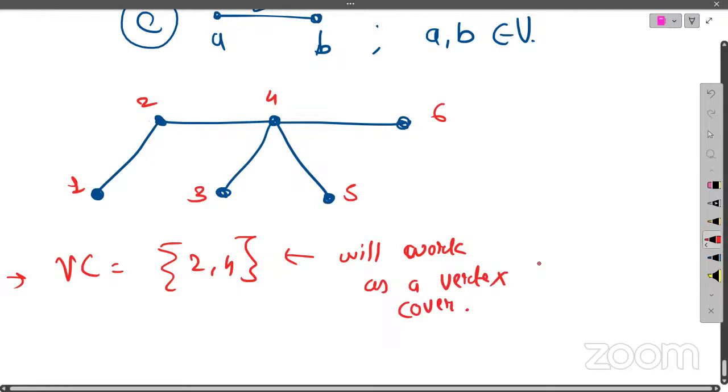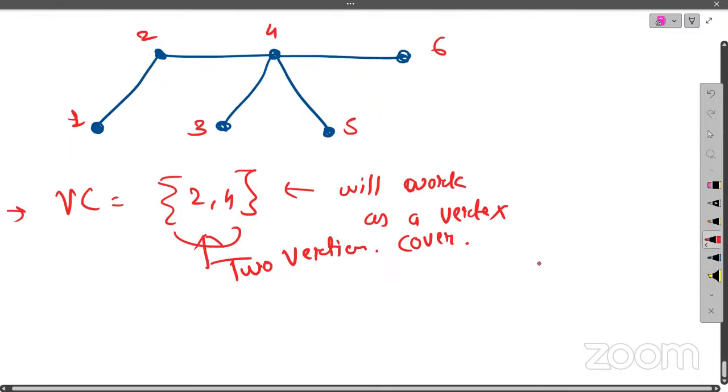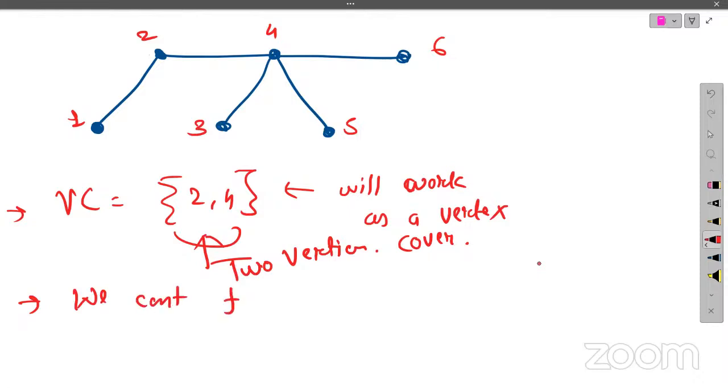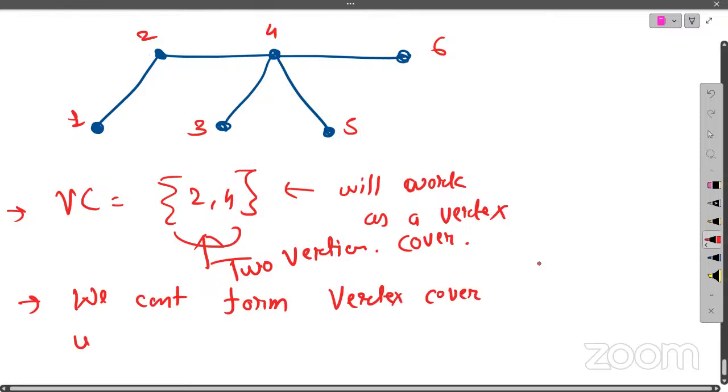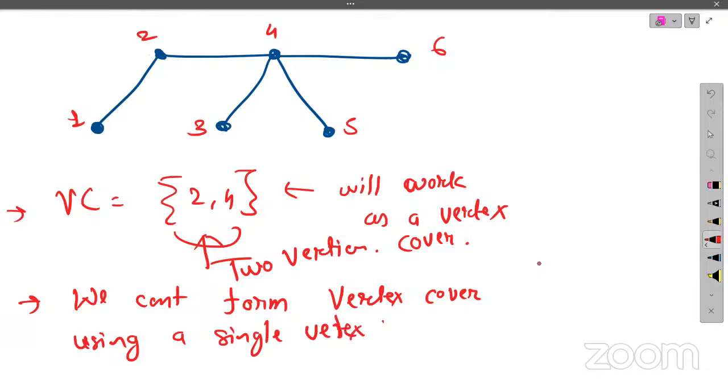And here we are using just 2 vertices. So this is one fact we know. Now we cannot form a vertex cover using a single vertex. Why is this so? Suppose I take one subset to be simply the vertex number 4.